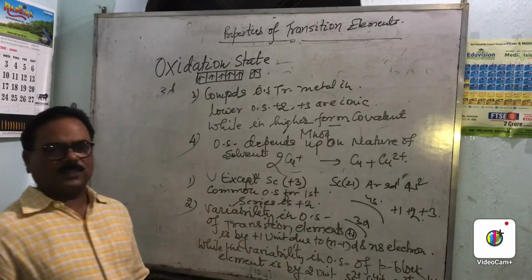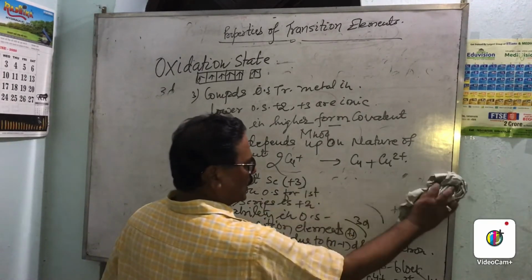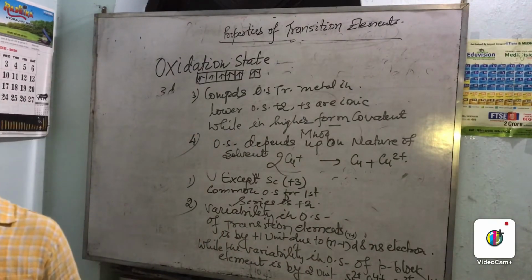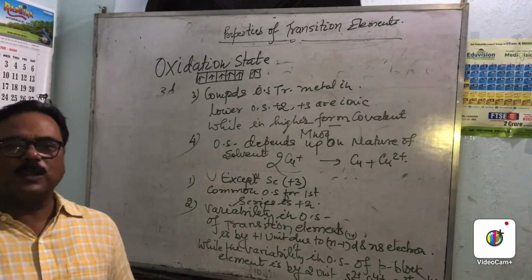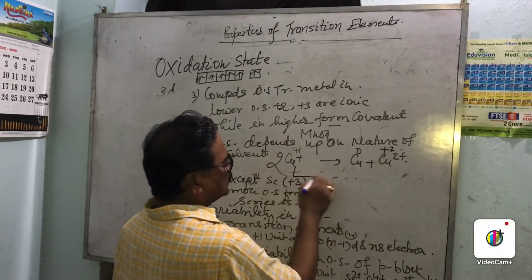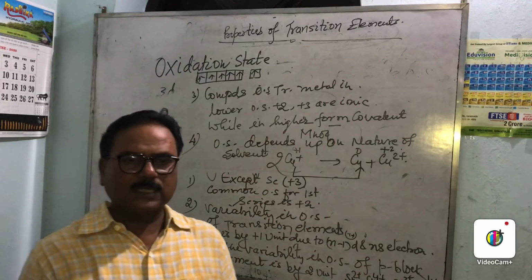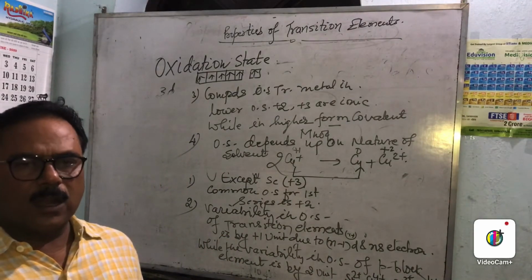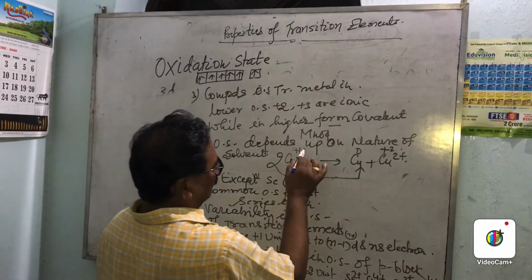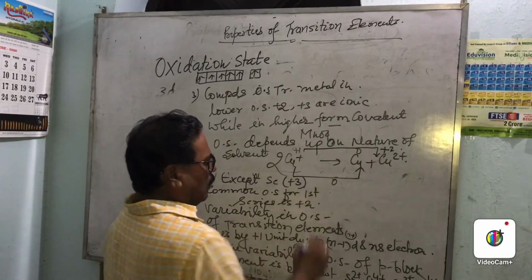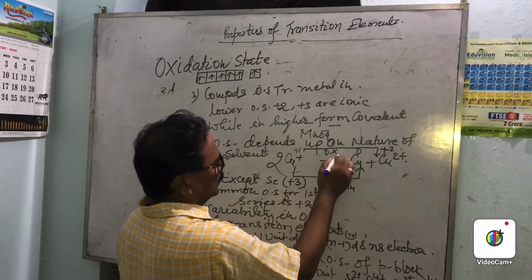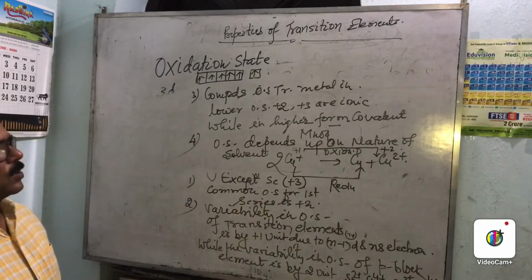So here a question is asked: why is copper +1 in aqueous solution not stable? Because it undergoes disproportionation. Here +1, here 0, and here +2. What is disproportionation? If the oxidation state of the same element undergoes both increase and decrease, it is known as disproportionation. This is a self oxidation-reduction reaction. Here it decreases, that's why it is reduction. Here it increases, that's why it is oxidation.